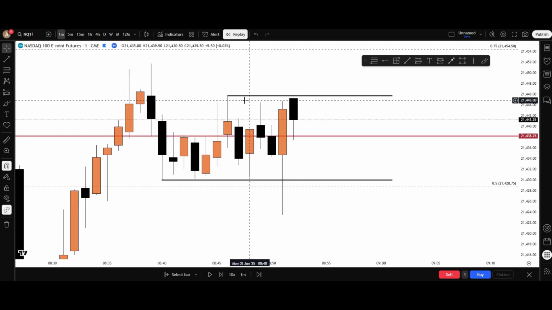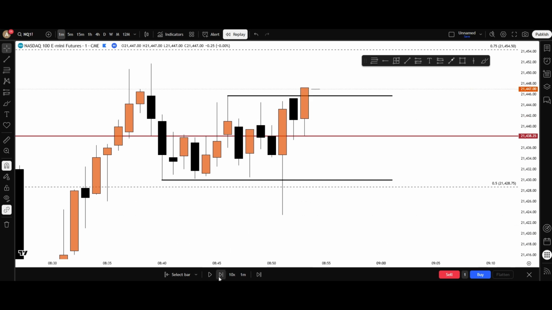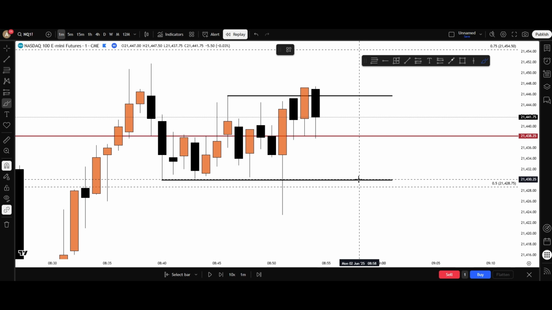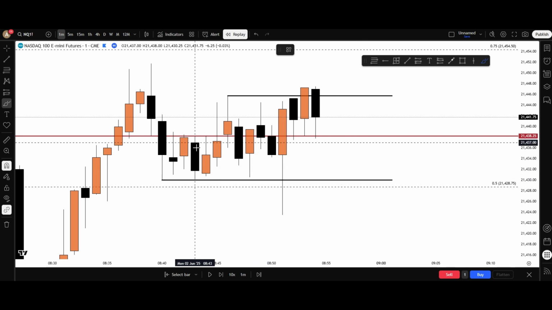Okay, so we sweep that side. So if we're sweeping that side, we should break this side. We've broke that side now. Okay, so if we break that side, should now get movement down. Movement down the order block of the ranges here. So we can anticipate price moving back down to here.